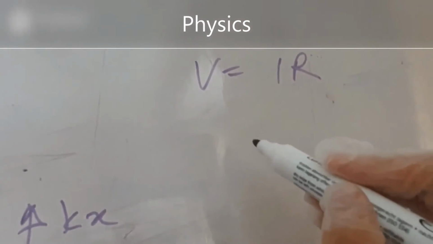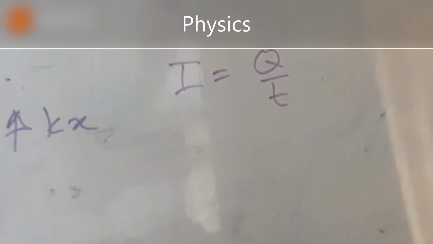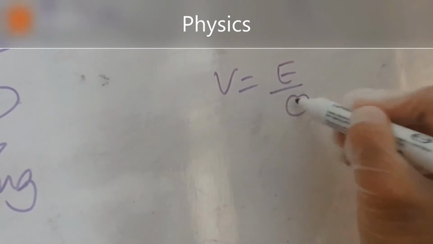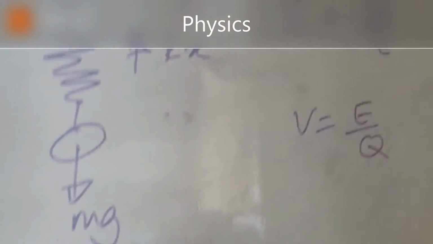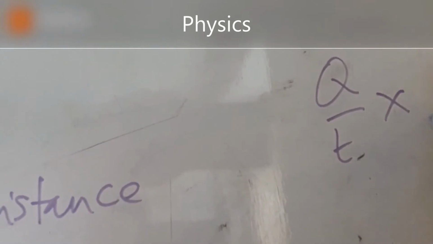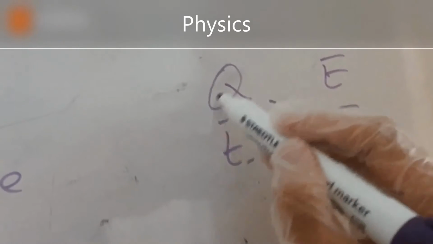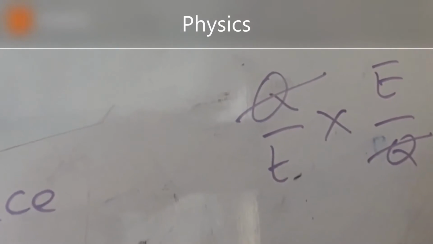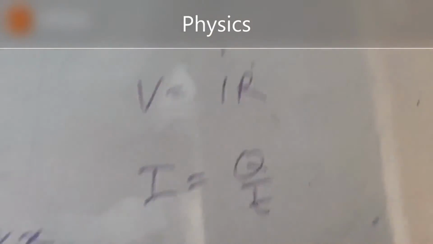V equals IR. Here voltage is equal to current times resistance. Current is equal to the rate of flow of charge. Voltage is energy per charge. So if you multiply the current, which is charge over time, by energy per charge, the Qs cancel out. You end up with energy over time, and that's power. Therefore power is equal to current times voltage.